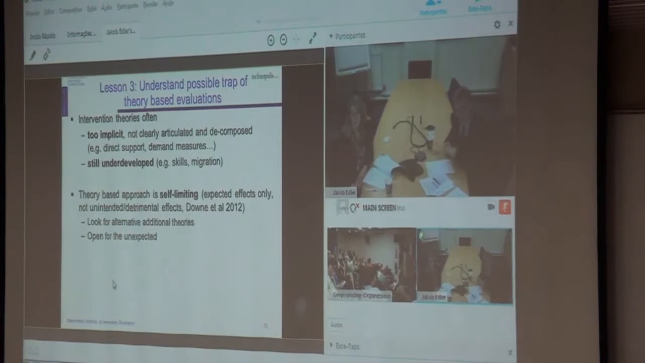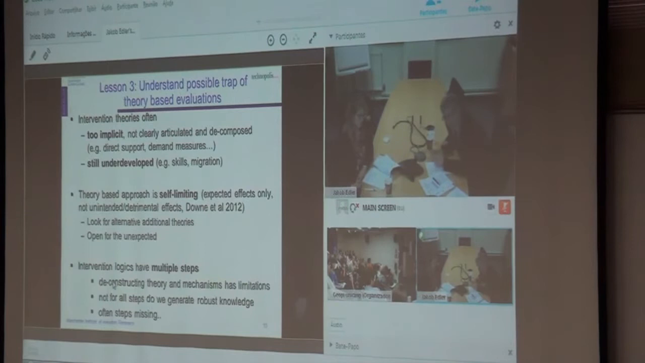So, while we should have a theory, we should always be critical in understanding what are the relative contributions of the program to all these building blocks of that model. And are there maybe alternative or complementary theories that explain certain things that we observe? So we shouldn't be limited by our theory.